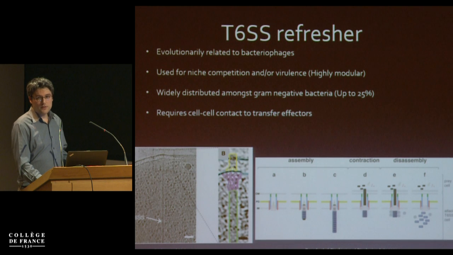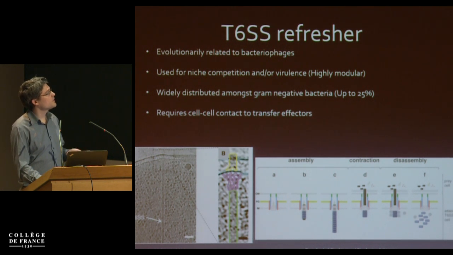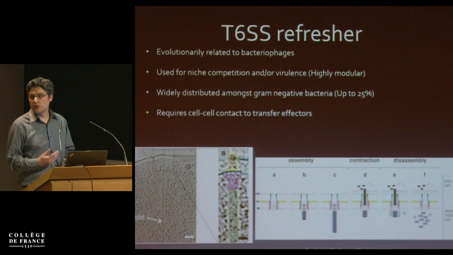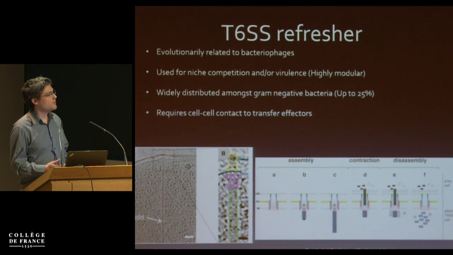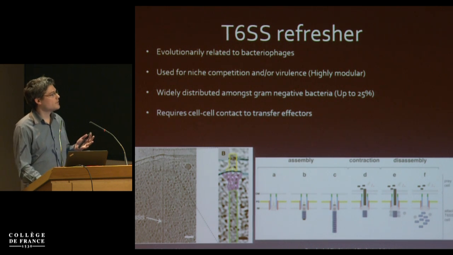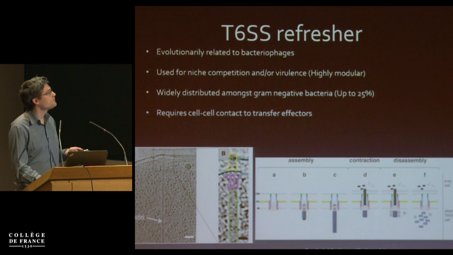So a little refresher on the type 6 system. Eric Cascales gave us a great talk yesterday about the structure and function, so I won't go too much into that, but I'll just remind everyone that type 6 systems are evolutionarily related to bacteriophages. They're used for niche competition and/or virulence, and they're highly modular. So each bacterium can decide for itself what the full complement of its effectors are, and it tailors that to what the bacterium needs to do.